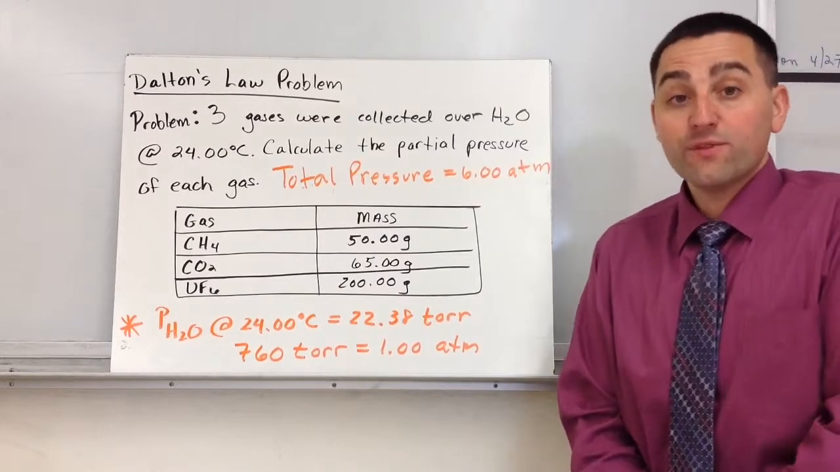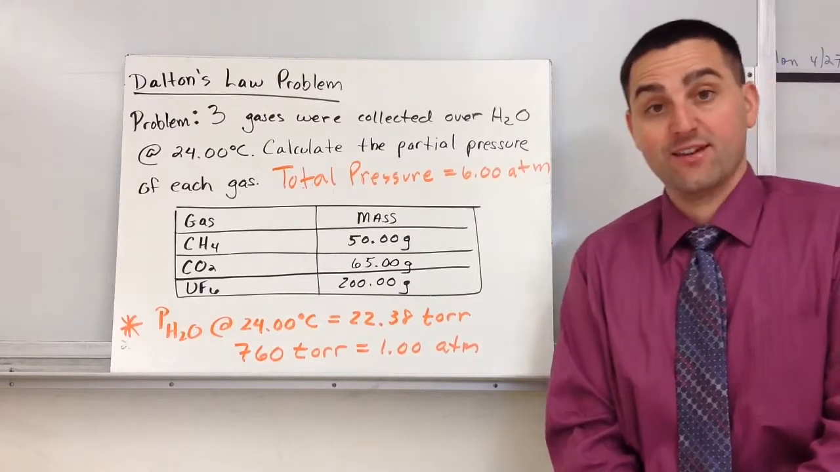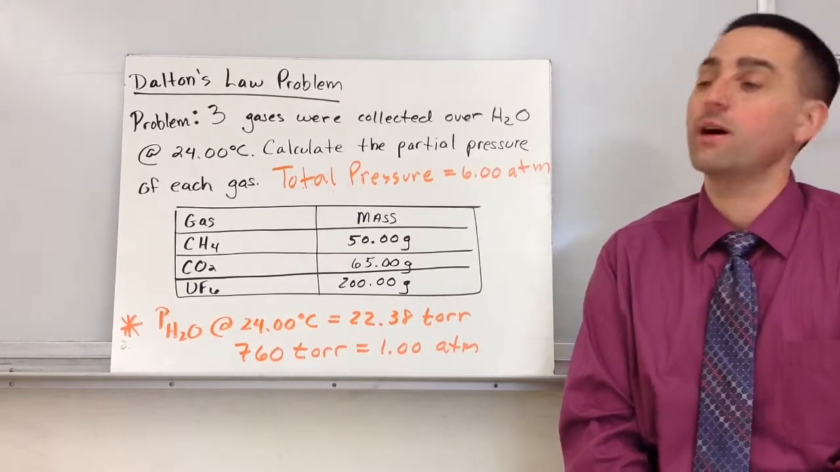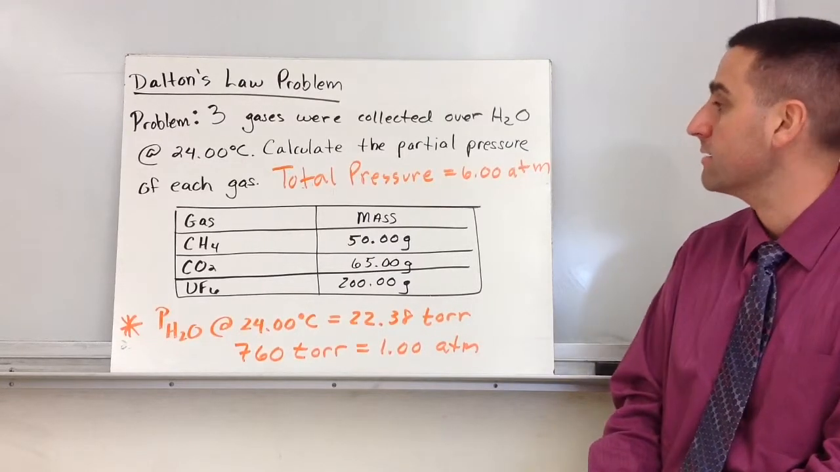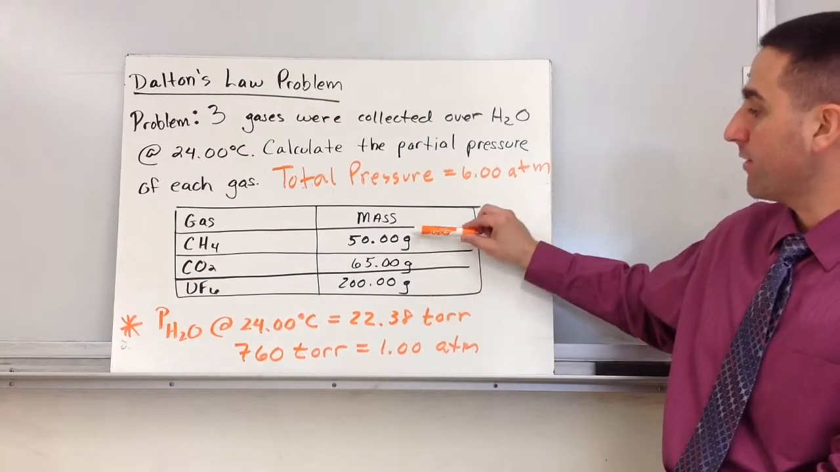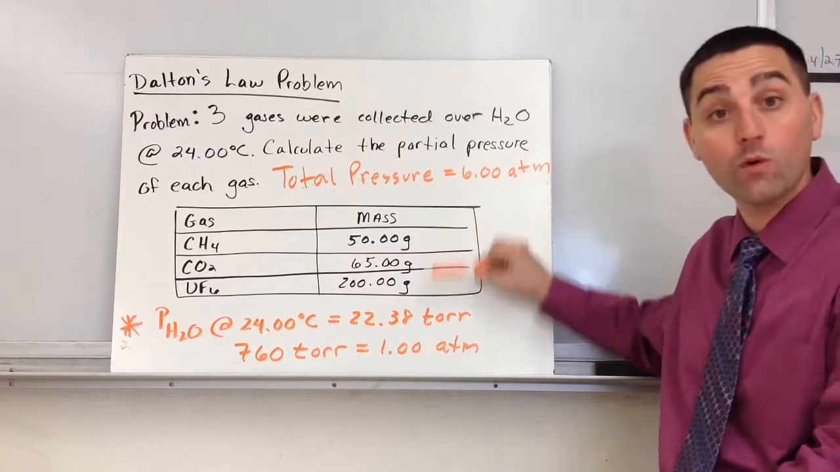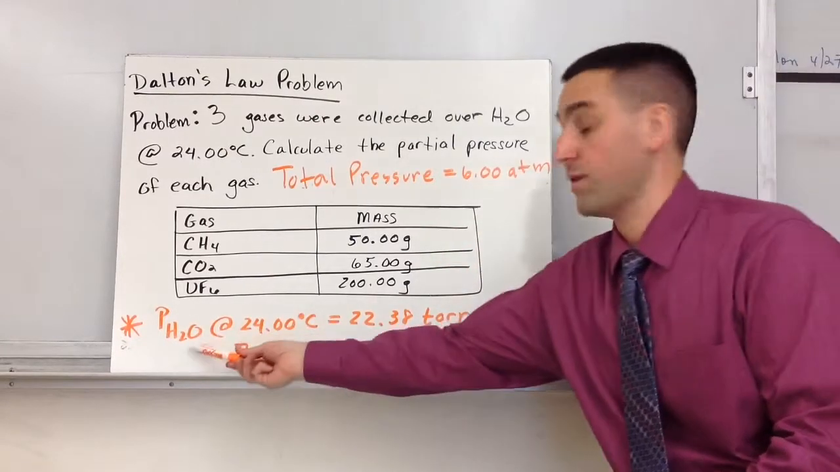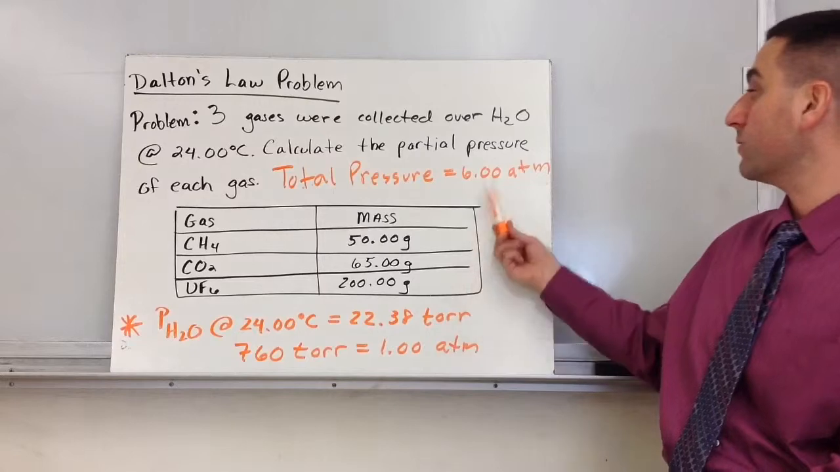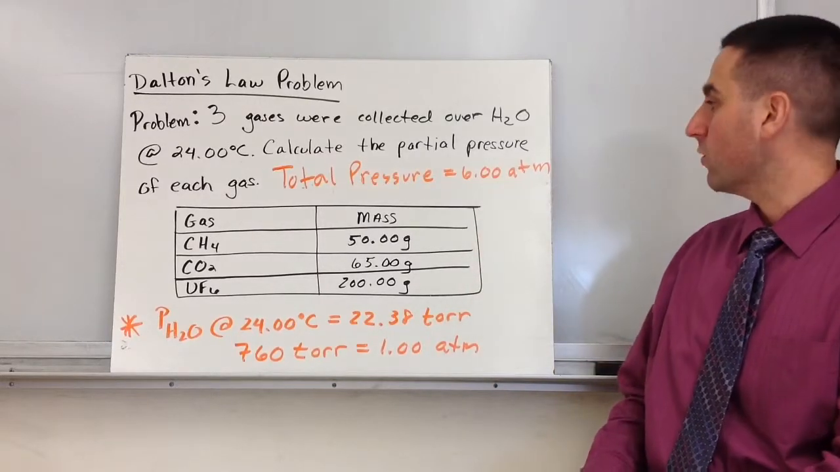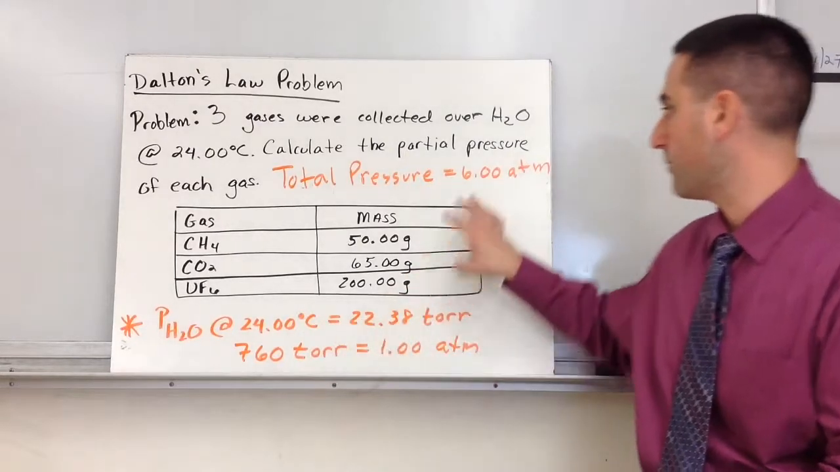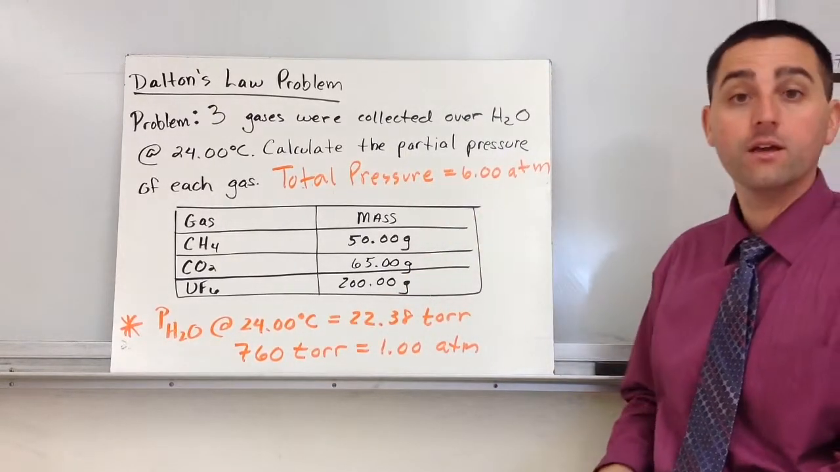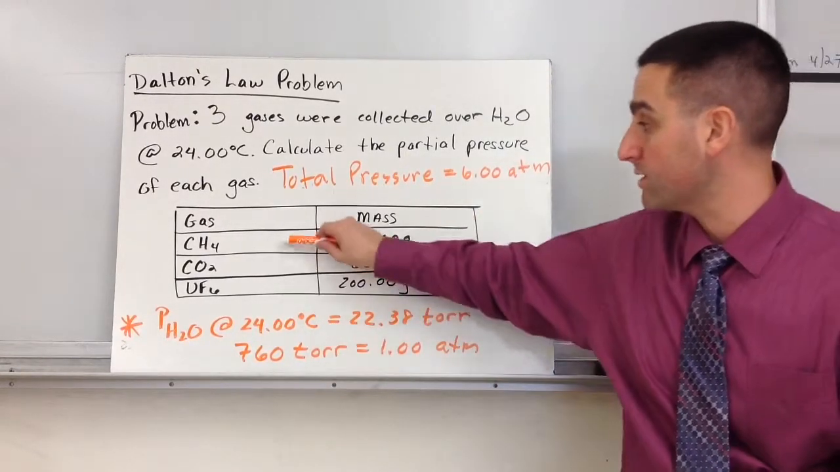All right, you paused the video. Hopefully you took a stab at this. Okay, you tried your best. Let me show you my method of how I'm looking at this. I know that the three gases that we're collecting over water plus the water pressure is equal to 6 atm. So the first thing I want to do is deduct the water vapor pressure from the total pressure. And that's going to leave me the pressure of these three gases.